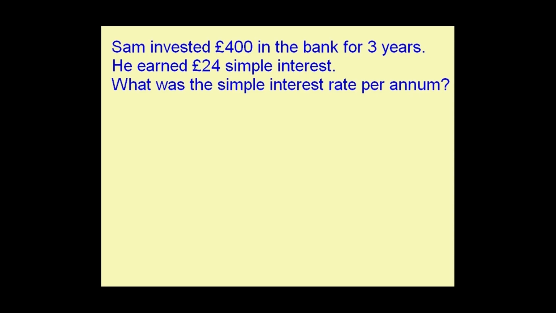So in this question, we know that Sam earned £24 in 3 years. So the first thing to do is work out how much he earned per year. So I'm going to get my £24 and divide it by 3. So he's earning £8 per year. Now I need to work out what percentage of £400 this actually is. I do that by putting the 8 over the 400.